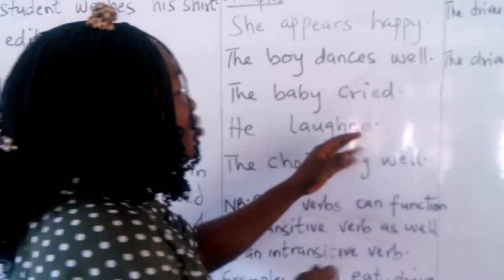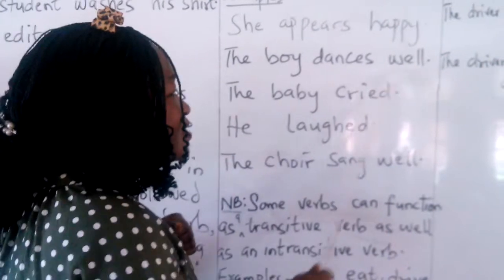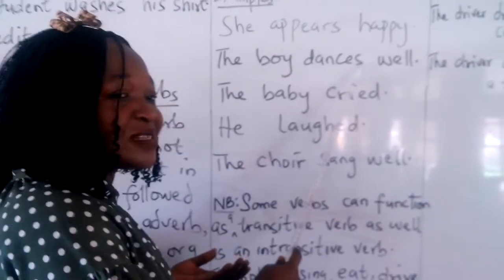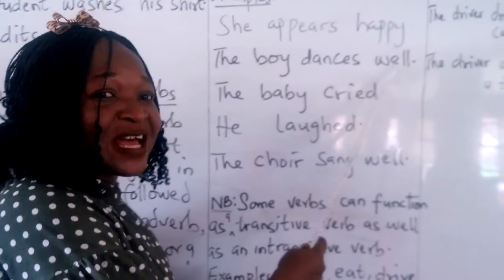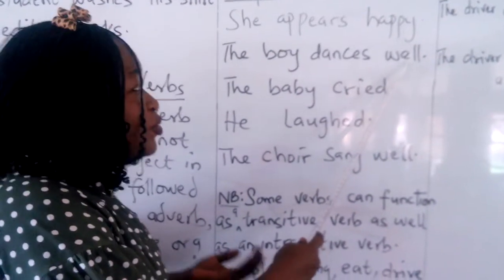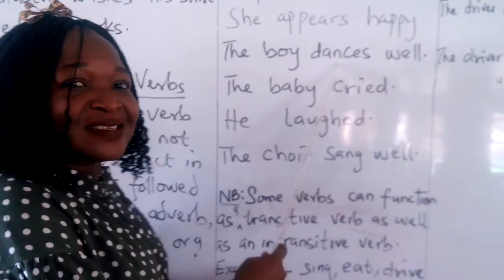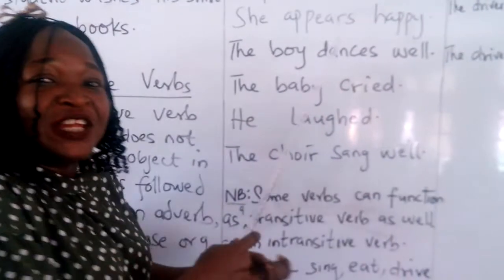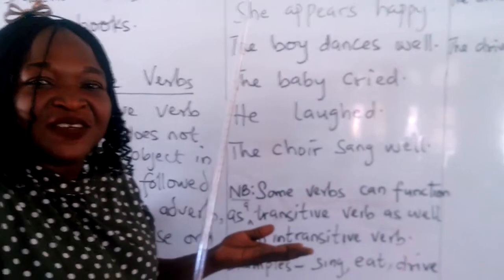The boy dances well. Also here, we have an intransitive verb, dances. Then well is an adverb, telling you how the boy dances. It is not receiving any form of action from the verb.